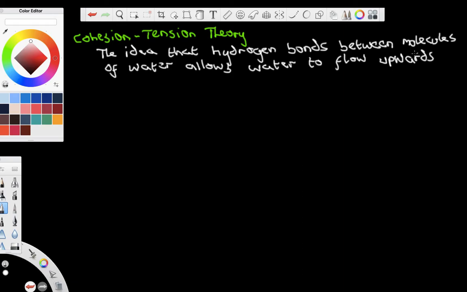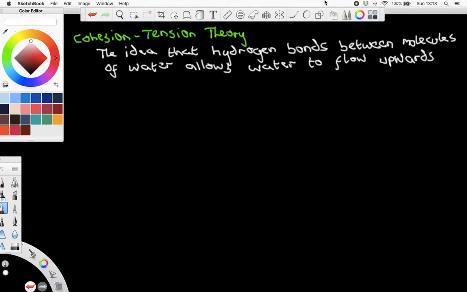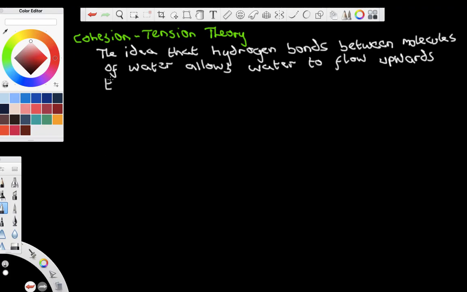Remember, we spoke about this last lesson. Water only flows upwards in the xylem, through the xylem against gravity. Okay, so cohesion tension theory is the idea that hydrogen bonds between molecules of water allows water to flow upwards through the xylem against gravity.